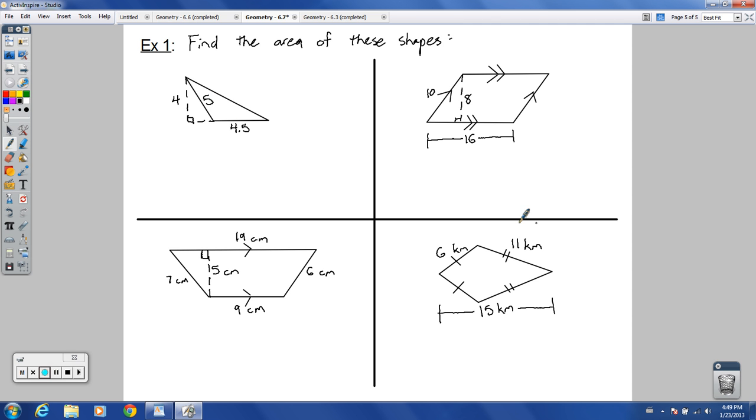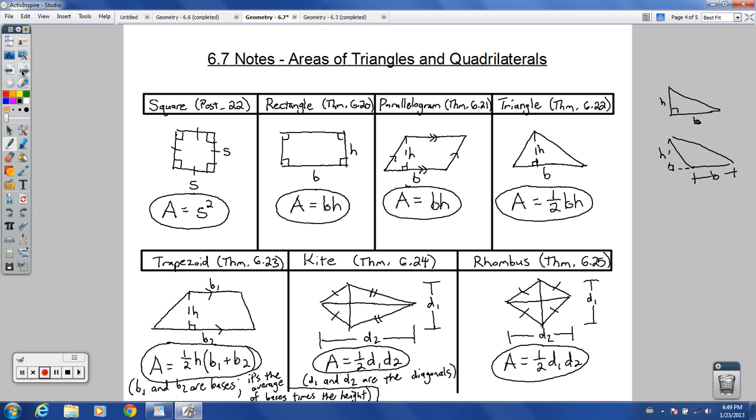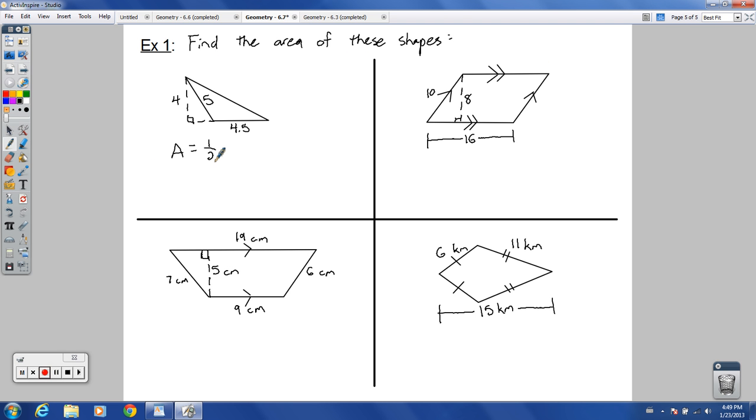So I'm actually going to have a different set of instructions with this last one. We're going to see a slight variation on what we're doing here. But let's start off with this one. Your area formula for a triangle is, if you forgot, go back to here. Think about it from there. It's 1/2 base times height. So 1/2 BH. What's your base?